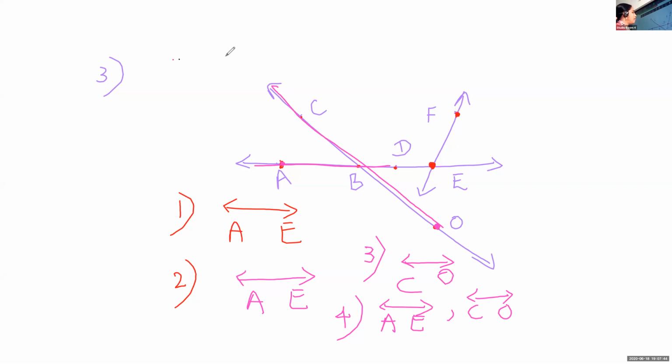One more pair. Here also two intersecting lines are there. Here also you can see. FE and AE. I hope you understood this. So this was the homework.